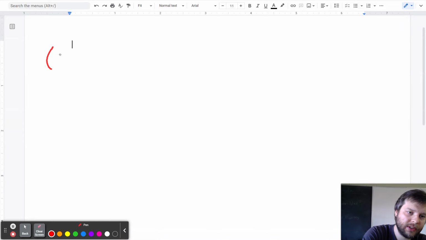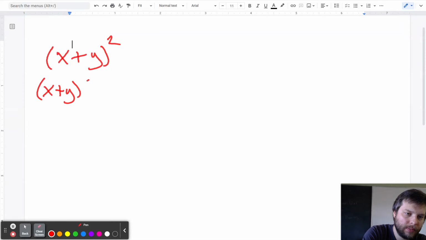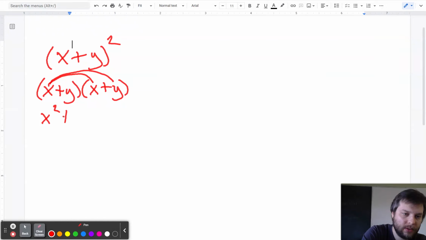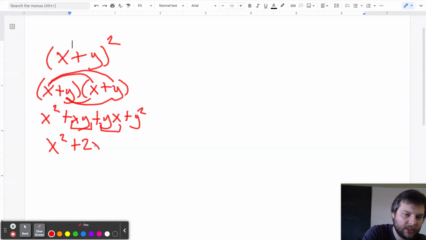When you get up into other algebra classes, you're going to have to expand things out like this, x plus y squared. And what that means is x plus y multiplied by itself. An exponent just tells you how many times the base is being multiplied. So if I do x plus y times x plus y, I need to make sure to distribute the x to both things. And so that gives me x squared plus xy. But I also need to make sure to distribute the y to both pieces. So plus yx plus y squared. And then if you notice, these are like terms. xy is the same as yx. So I get x squared plus 2xy, or I could have written 2yx, plus y squared.